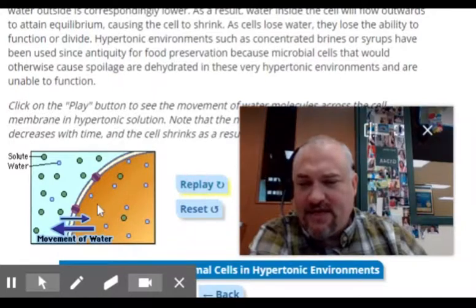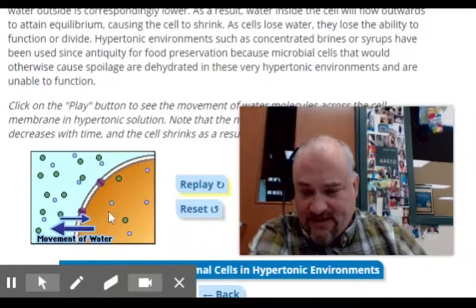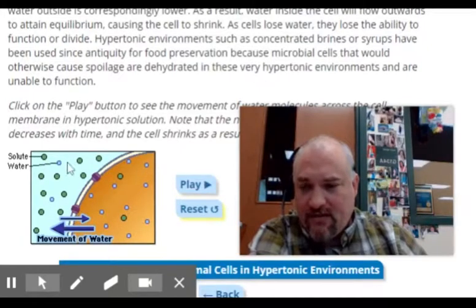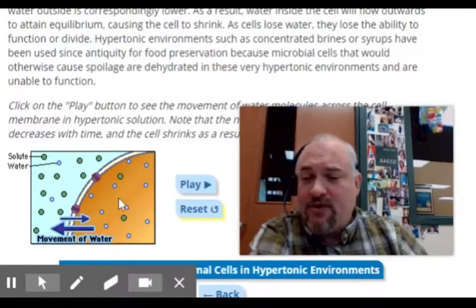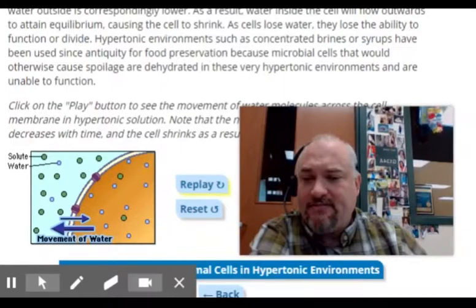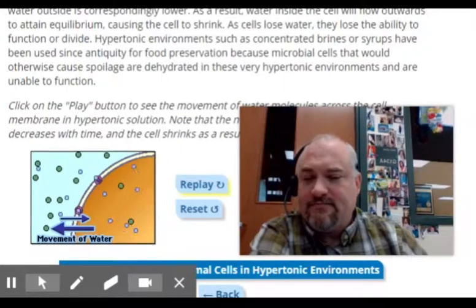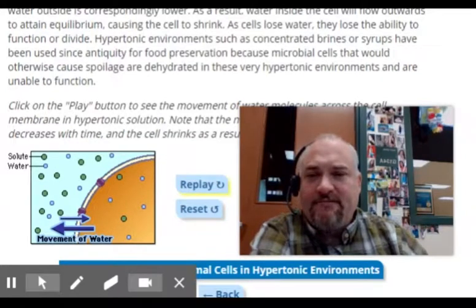All right, if you said this is hypertonic, you are correct. We have a lot more of the green solute outside the cell, less inside. So in a hypertonic situation, we've got a higher water concentration inside the cell, so water is going to want to move out. And we will see that happen in just a second. And the cell shrinks. All right, let's go back to the notes.